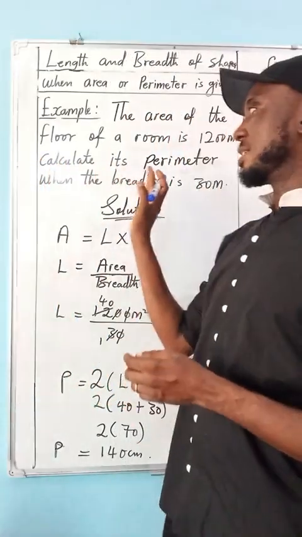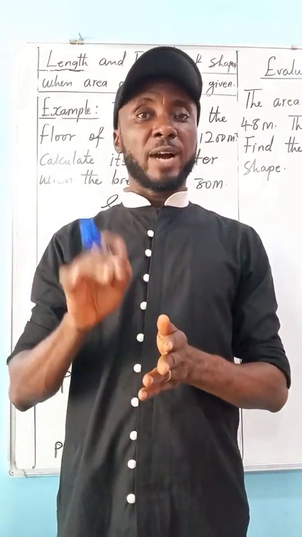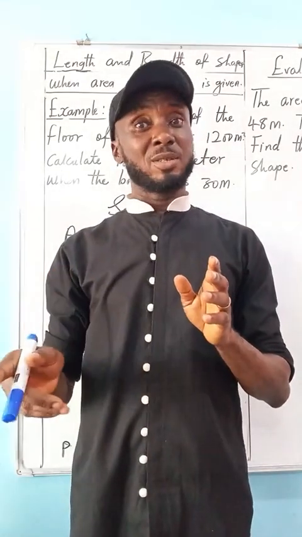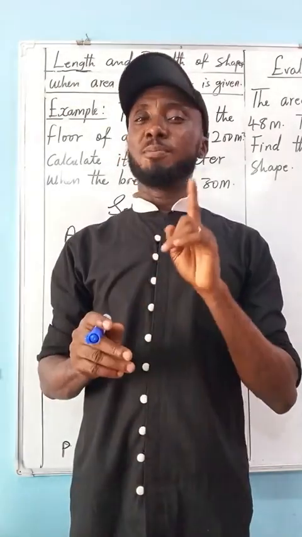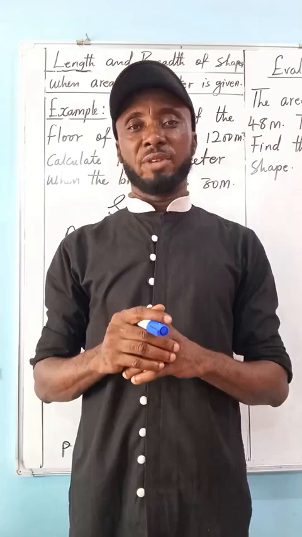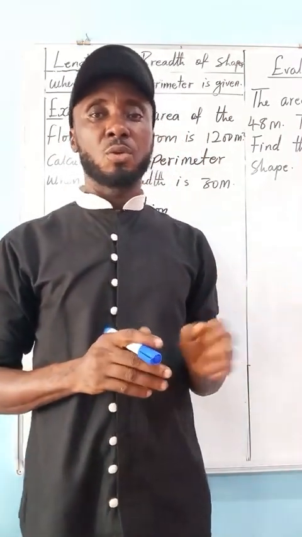When something of this sort is given, watch very well. If the length is not given, you find the length before you find the perimeter. If the breadth is not given but length is given, you find the breadth before you calculate the perimeter of the rectangle. Alright, let's look at this evaluation question.